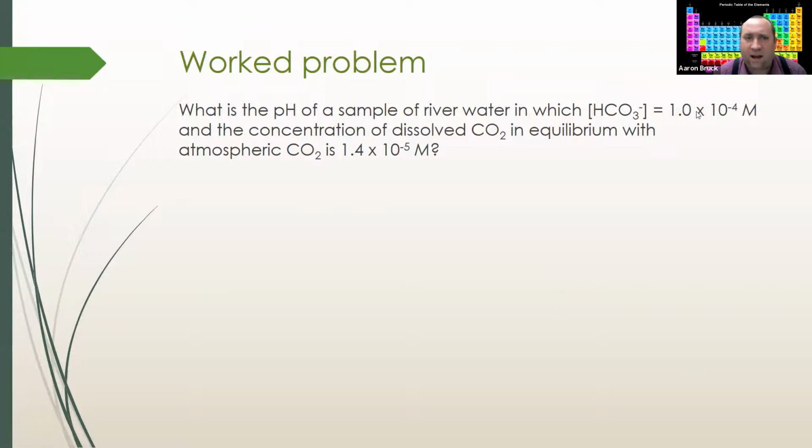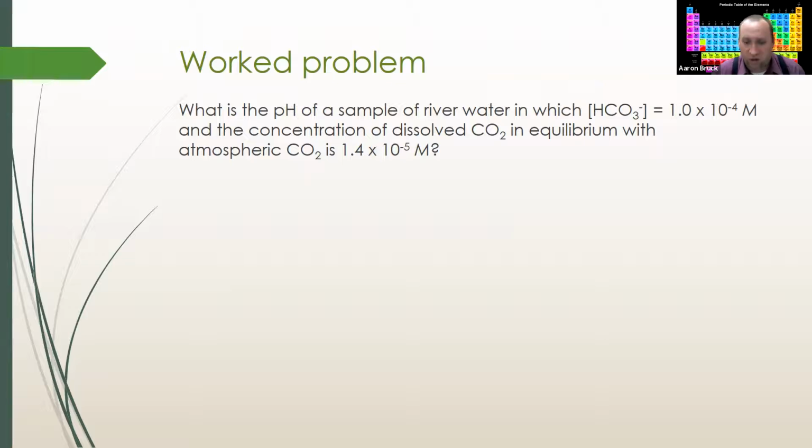So let's take a look at a problem here. What is the pH of a sample of river water in which the concentration of the bicarbonate ion is 1 times 10 to the negative 4th molar, and the concentration of the carbonic acid is 1.4 times 10 to the negative 5th molar?